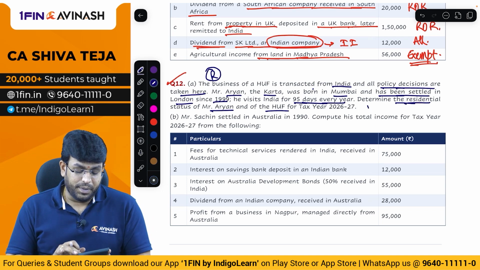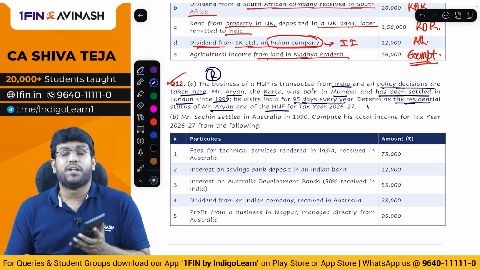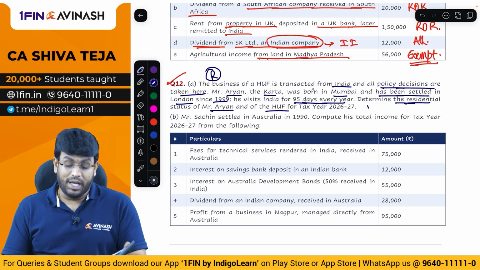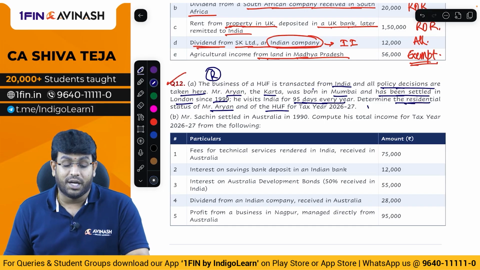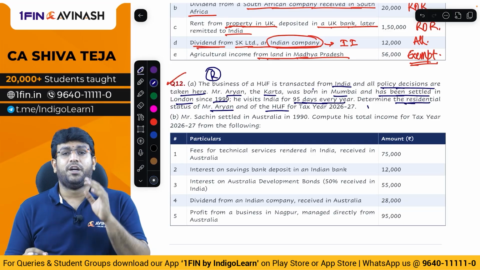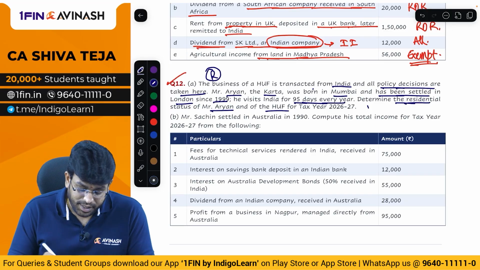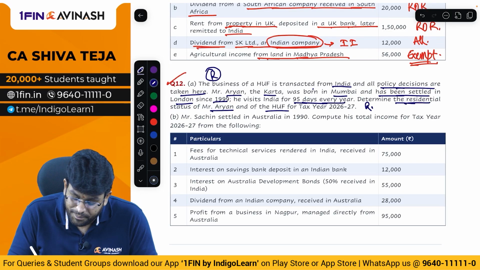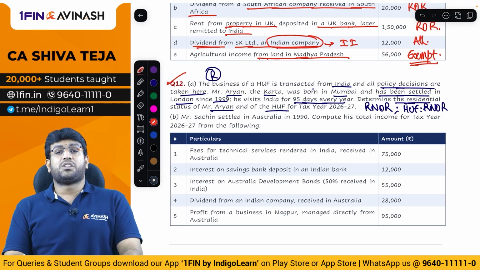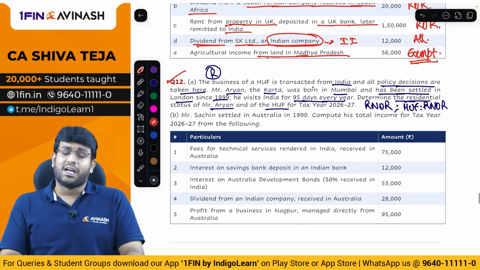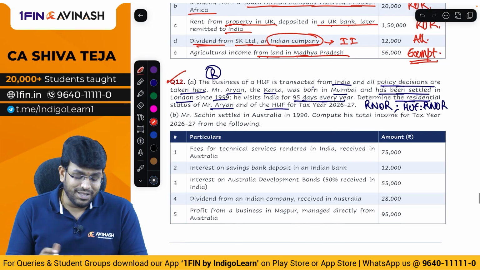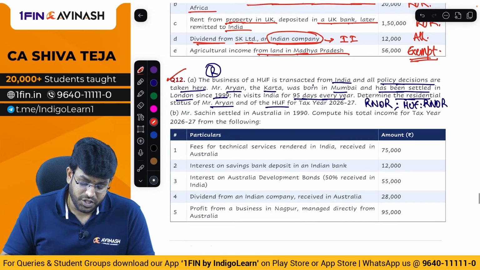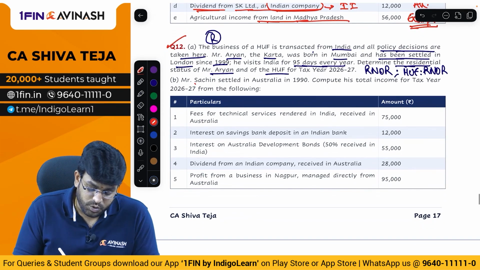95 days every year means in 7 years he is there for 665 days. So he cannot satisfy additional conditions together. But he can definitely satisfy second basic condition. So he will become RNOR. And for that matter, HUF also is RNOR. Because for HUF to become resident, additional conditions must be satisfied by Karta only. That's it. Next.